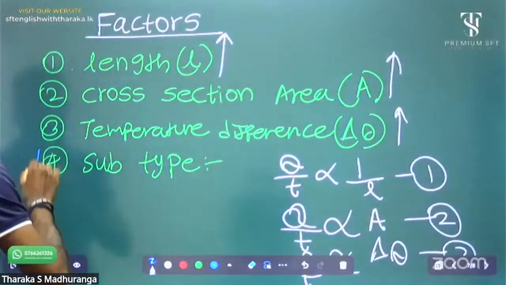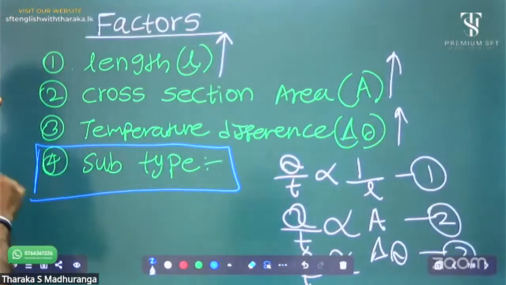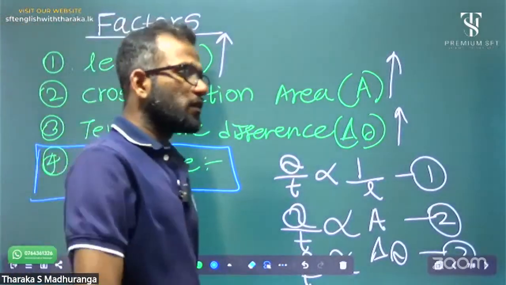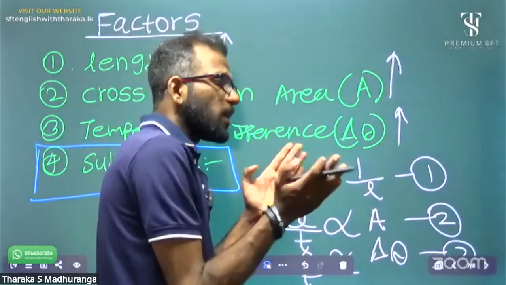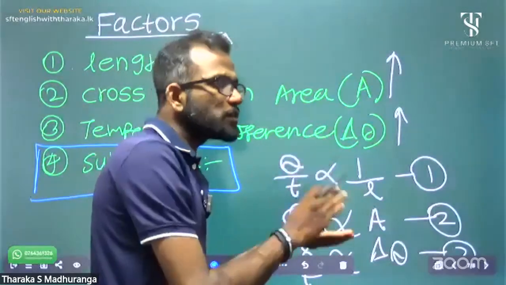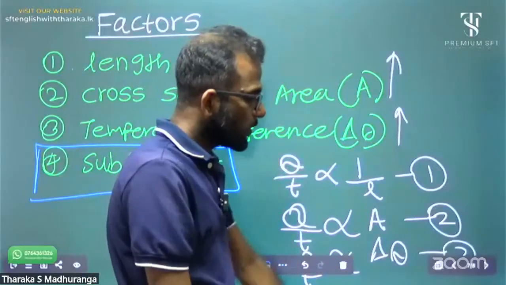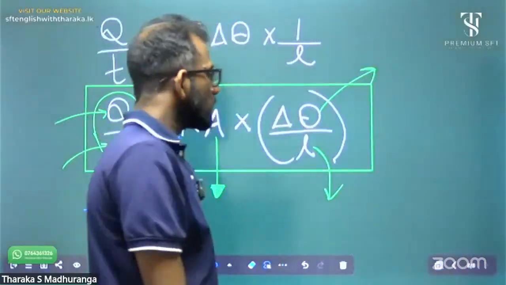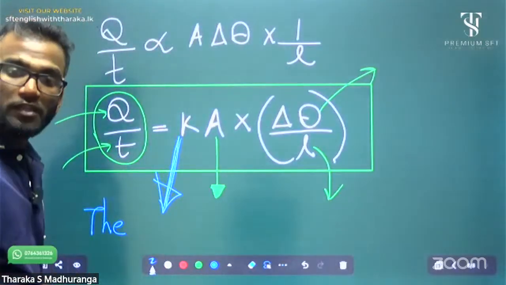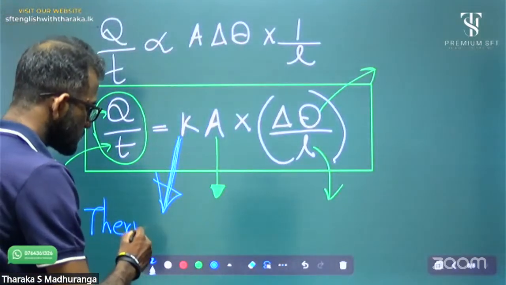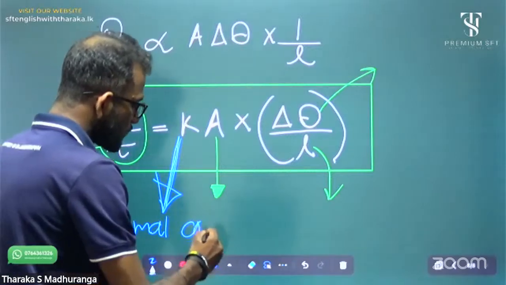Substance type. Yes, K depends on the substance type. When you change the substance type, as an example, copper has a special value. When it is aluminium, it has another value for K. But K is not called the substance type. It is thermal conductivity.